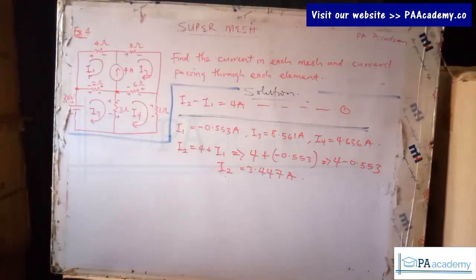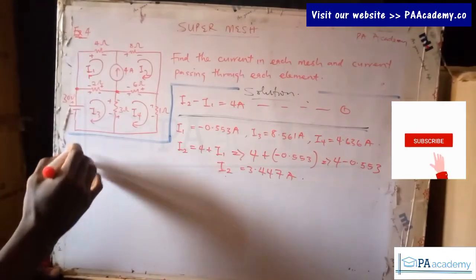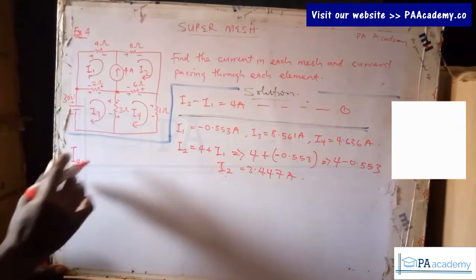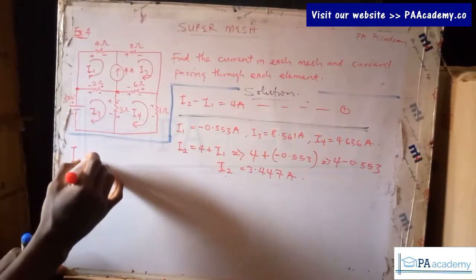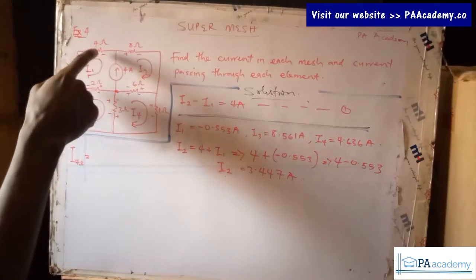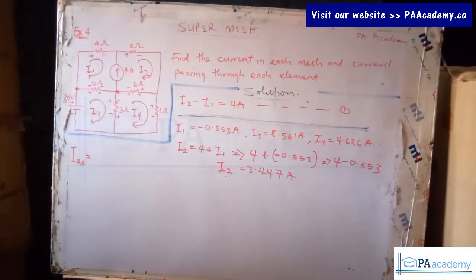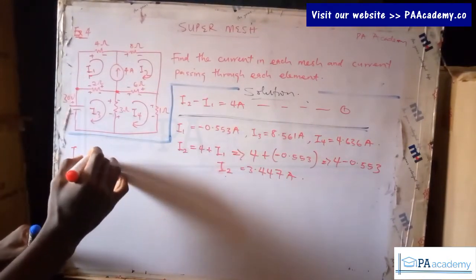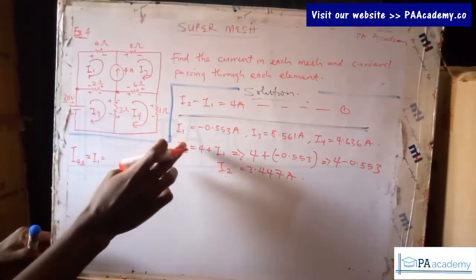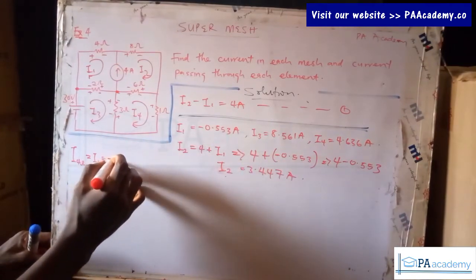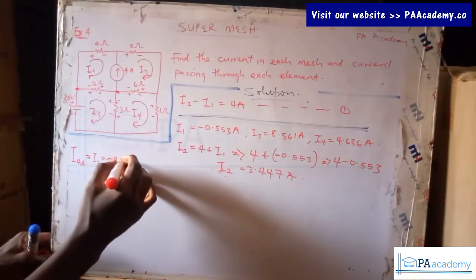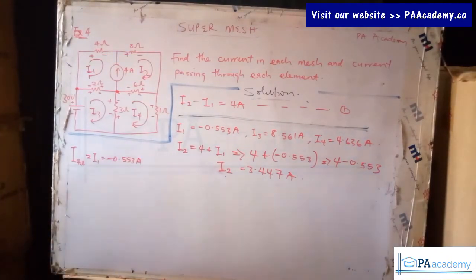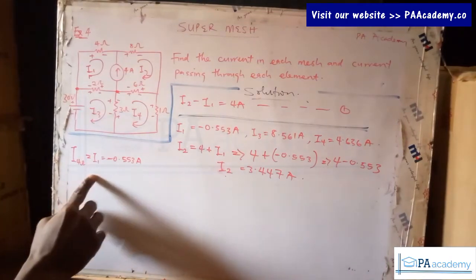Now let's start from the 4 ohm resistor. So that's I with a subscript of 4 ohms, the current in the 4 ohm resistor. Let's look at it again. In this 4 ohm resistor, we only have one current flowing through it, and that is I1. So the current flowing through the 4 ohm resistor is just I1, and the value we've got for I1 is minus 0.553 amperes.